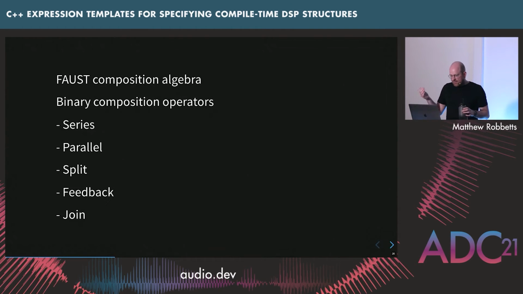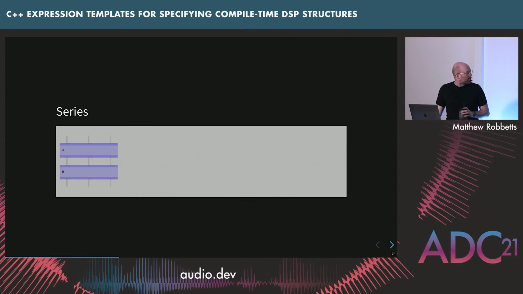But Faust has this composition algebra. And what I mean by that is it provides these binary composition operators. And specifically, series, parallel, split, feedback, and join. I will say I have not needed join, and I don't really get join, but I've needed the other four, and I will describe those, and I've implemented those. And as a brief rundown, these operators look a bit like this.